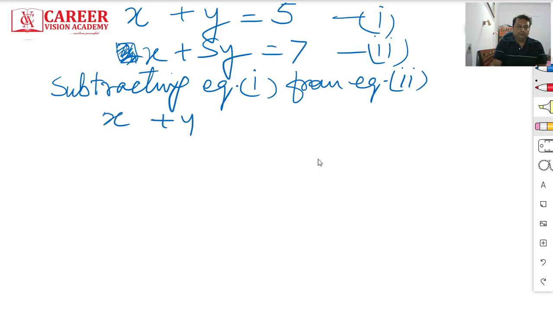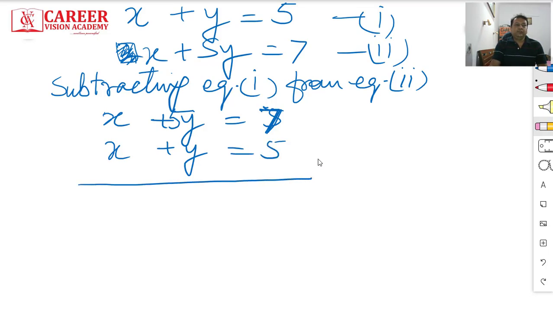Now, how to subtract? I am subtracting equation 1 from equation 2, so I take the second equation first, 2x plus 5y is equal to 7. Below that I will write the first equation, x plus y is equal to 5. Leave some space, draw a line, and change the signs as we are subtracting. This positive we'll make negative, and this is again negative, this is again negative. We can see now that 2x and minus x give x, so wait, the x terms get eliminated.